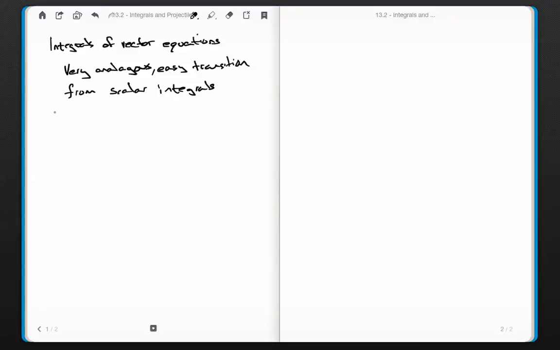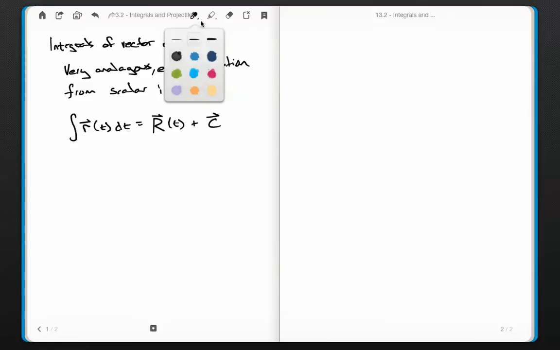We'll jump right in. I'll say that if I've got the integral of some vector function r of t, dt, right, r is a vector function, that simply equals big R of t plus some constant. That's it. And this guy here is still an antiderivative. In other words, the integral.